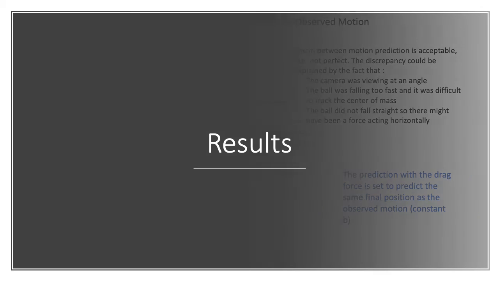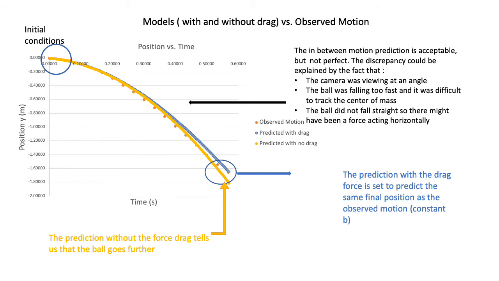Results. We have the graph of the two computational models and the observed one. As we can see, at the beginning of the motion, we set the initial condition the same for all three of them, so they fit perfectly. At the end, the prediction with the drag and the gravity matches the final position of the observed one.